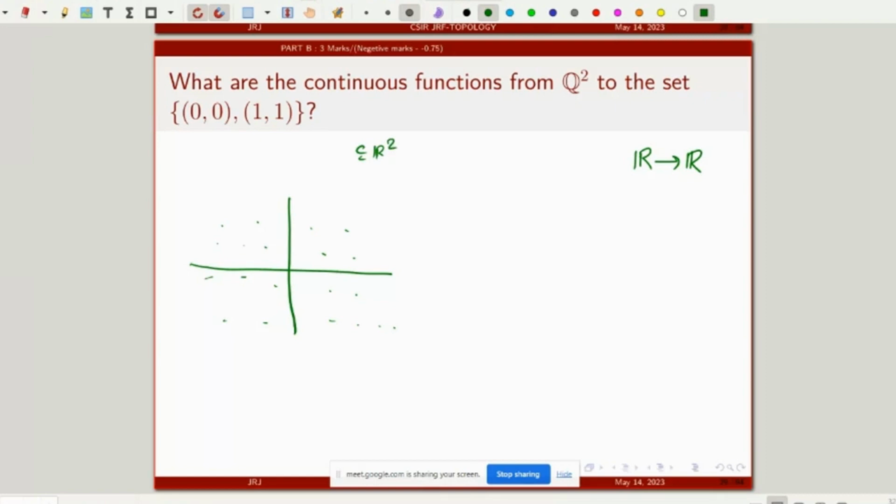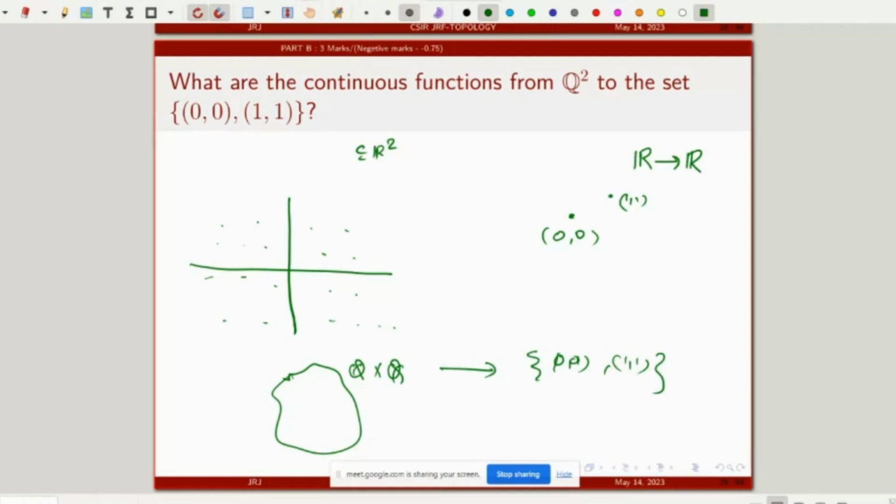On the right hand side, we have 2 points, (0, 0) and (1, 1). So here we have the subspace topology from R2. This is our Q cross Q, and we map it to this 2-point set, (0, 0) and (1, 1). So what will be the subspace topology on this 2-point set from R2? Discrete. So on the right hand side, we have the discrete topology.